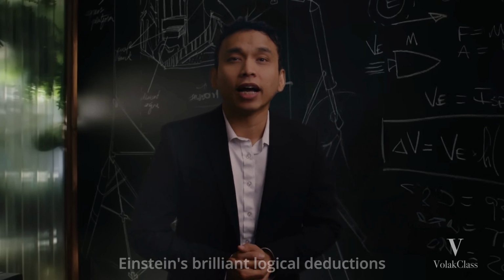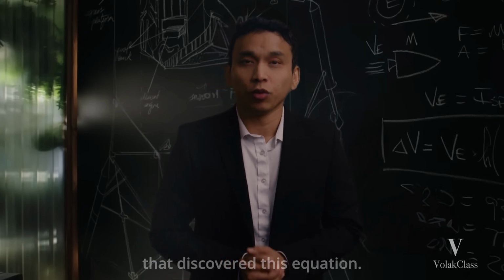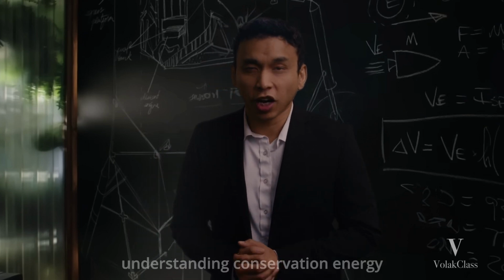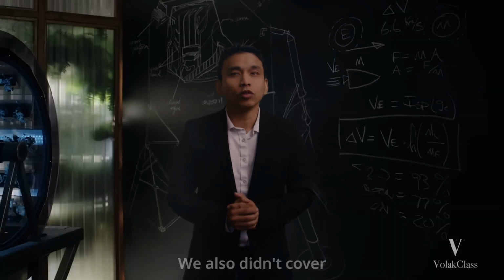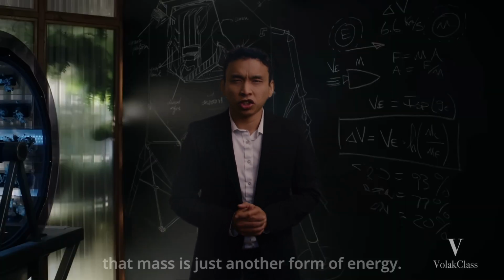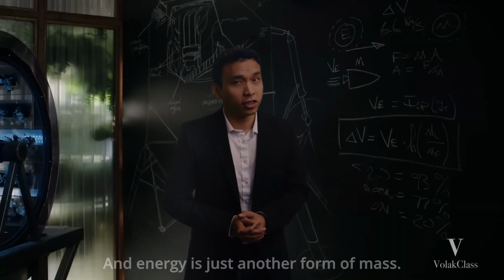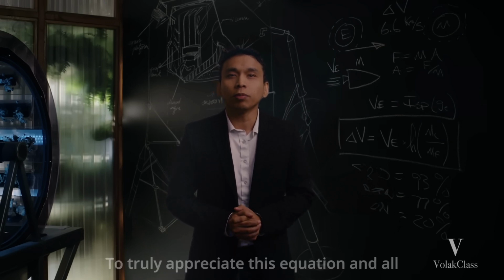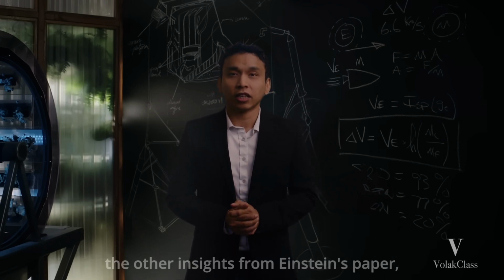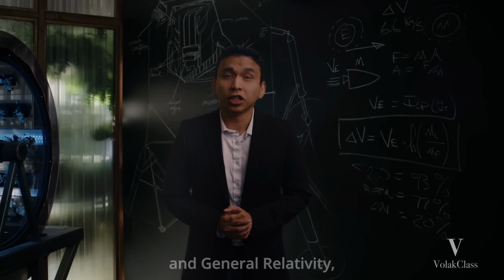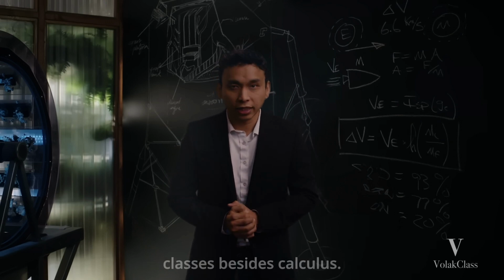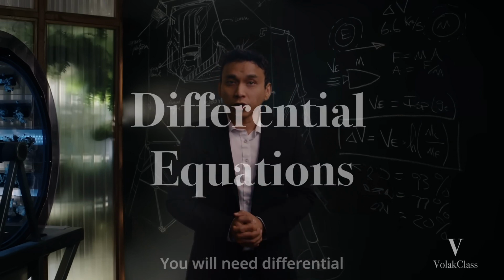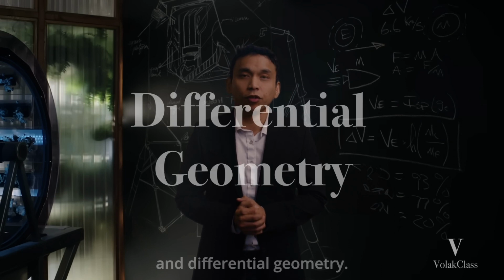So we didn't go over Einstein's brilliant logical deductions that discovered this equation. This will require the understanding of conservation of energy and momentum. We also didn't cover the direct implication that mass is just another form of energy, and energy is just another form of mass. To truly appreciate this equation and all the other insights from Einstein's paper on special relativity and general relativity, we need a couple more math classes besides calculus. You will need differential equations, tensor calculus, and differential geometry.